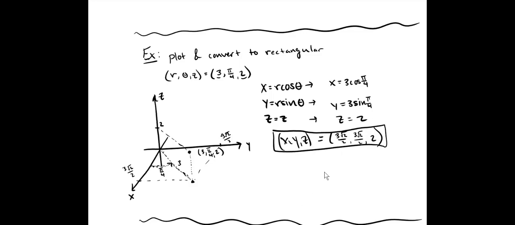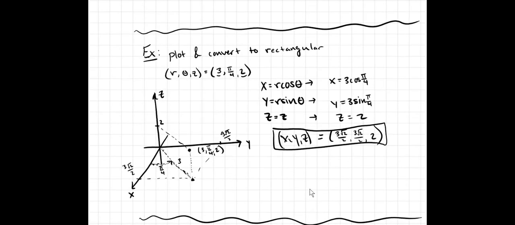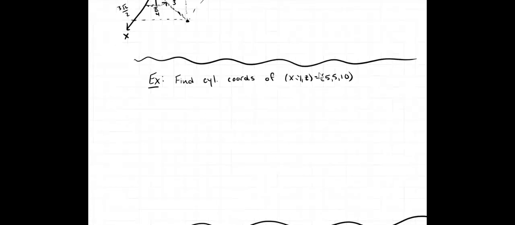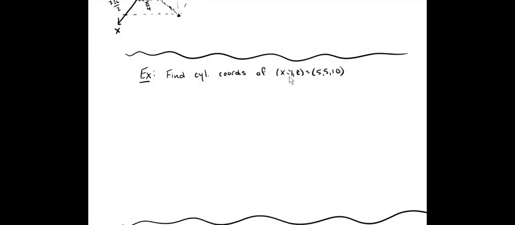Okay. So let's go on to the next example where we go in the opposite direction. We find the cylindrical coordinates of given rectangular x, y, z coordinates. This is not quite as easy, but I think we can handle it here. Maybe we just plot first to see what we're looking at. This is the point 5, 5, 10. 5, 5, 10 we'll say is up here. It doesn't have to be perfect looking. So where is our point?